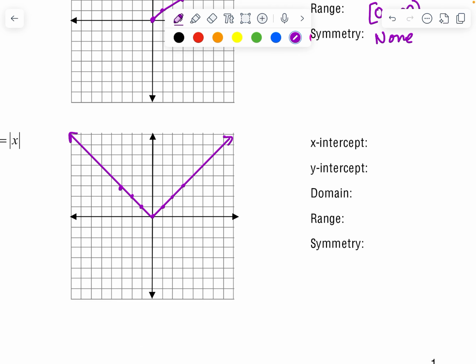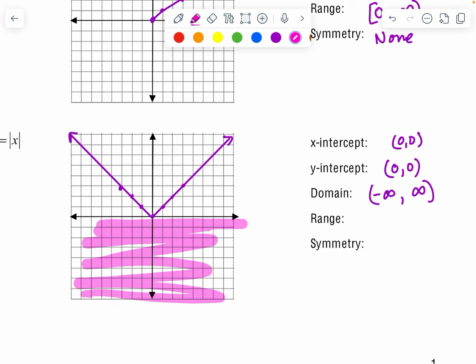For our absolute value, x-intercept, we see that it is 0, 0. Our y-intercept is also 0, 0. The domain, since it goes on infinitely to the left and infinitely to the right, it is from negative infinity to infinity. Our range, scan upwards. Nothing in the negatives. It starts at 0, goes upwards towards infinity. So the range is 0, including, to positive infinity.